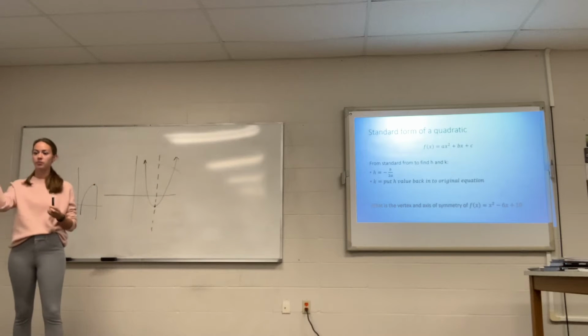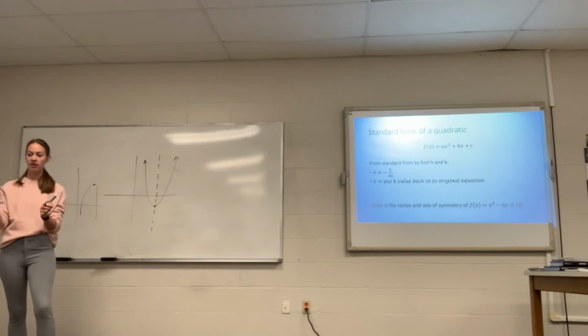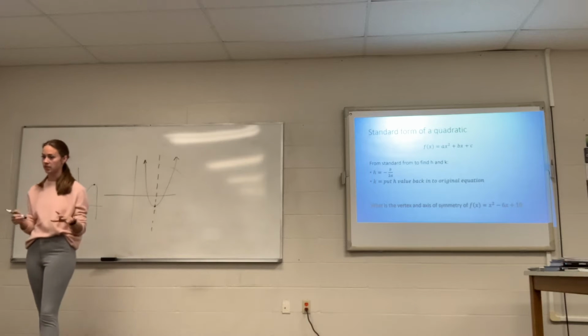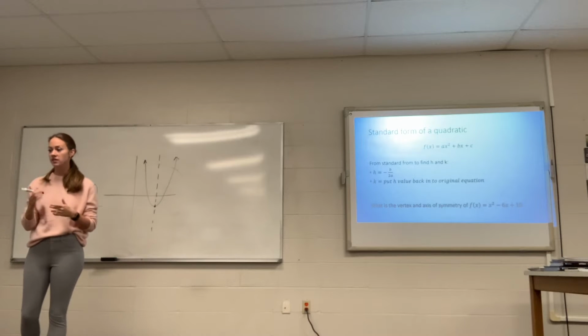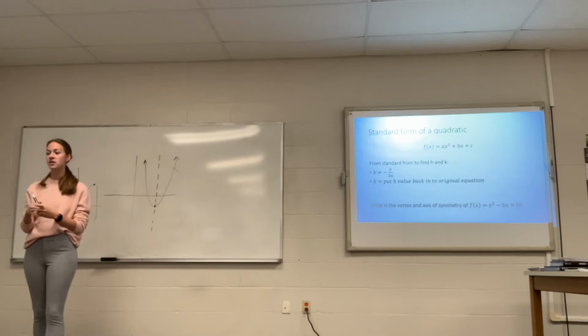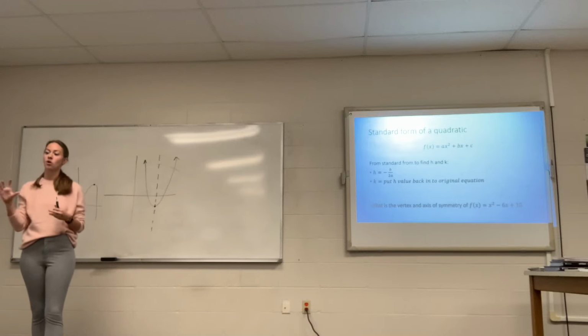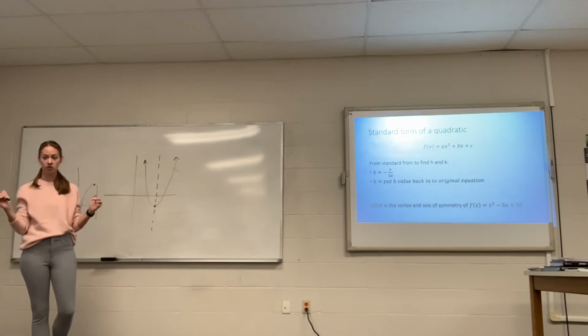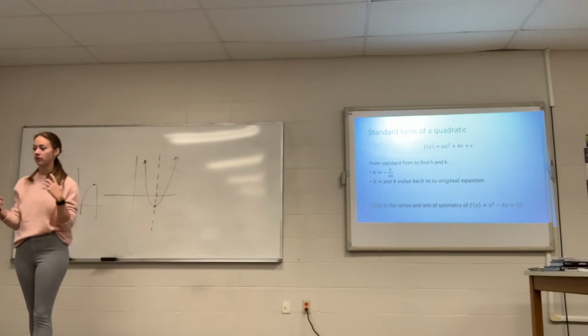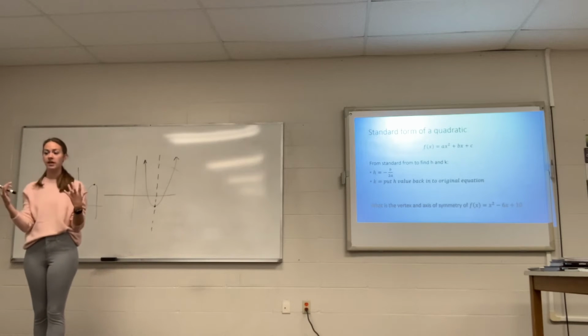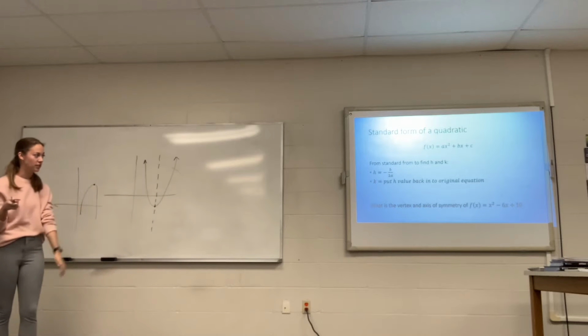So if you do negative b over 2a, solve that out for a number, and that number is going to be the x coordinate of your vertex. It's going to be your h. Then to get the y coordinate of your vertex, you put what you just solved, your h, back into your original equation, and it will find your k for you. Then you would have your h and your k, and you would have your vertex. So we can go from standard to vertex form.